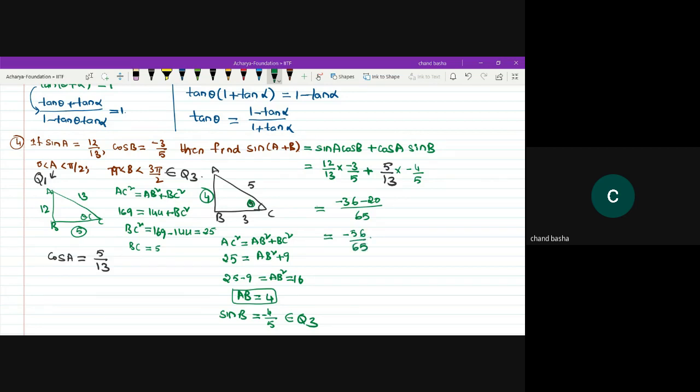Yes, please, you can ask. Sir, how can we know in which quadrant it is lying? He has given it, no? Downside he has given pi less than B less than 3 pi by 2.